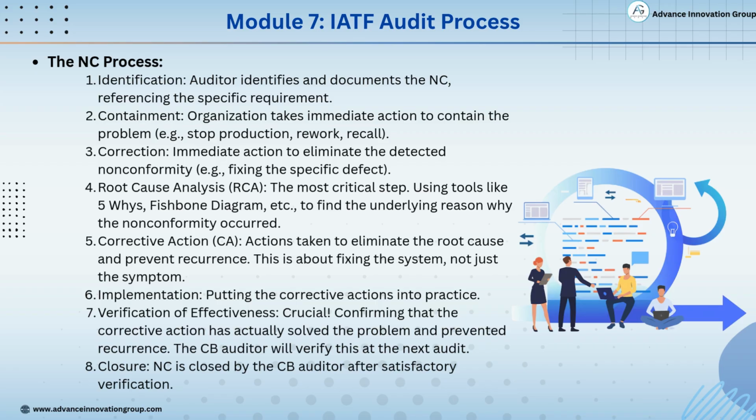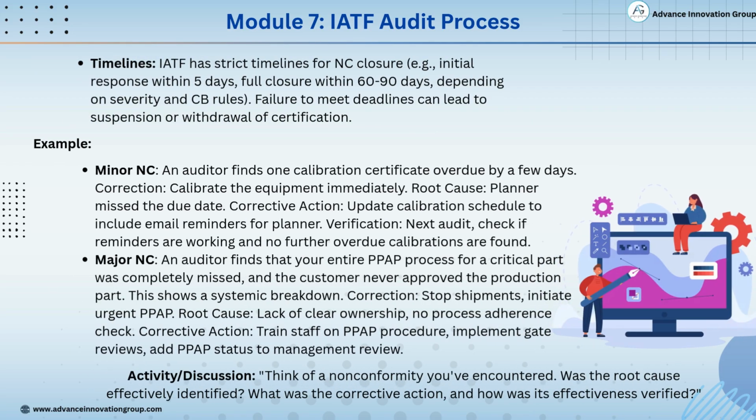We check whether the action actually solved the problem and prevented recurrence. The CB auditor will verify this in the next audit. 8. Closure. If everything is effective, the auditor closes the NC. This slide focuses on timelines for closing nonconformities and includes examples of both minor and major NCs.